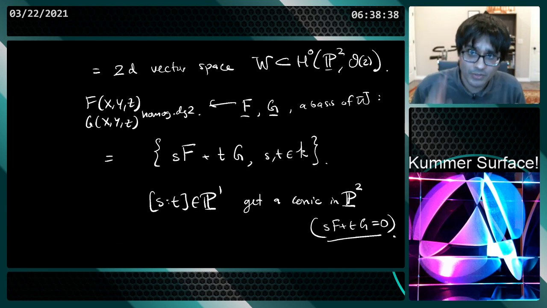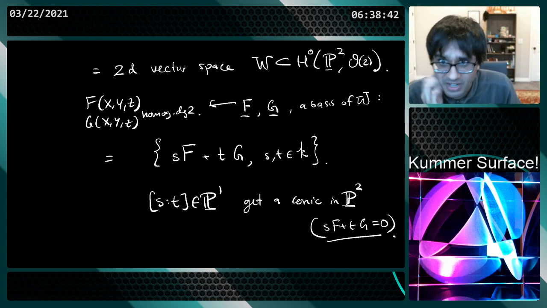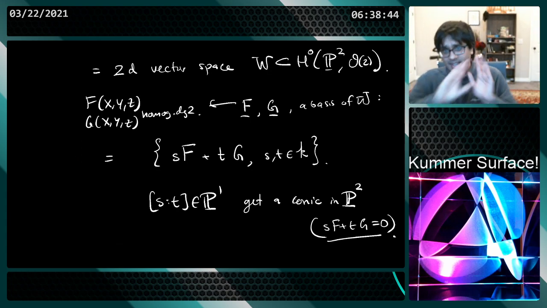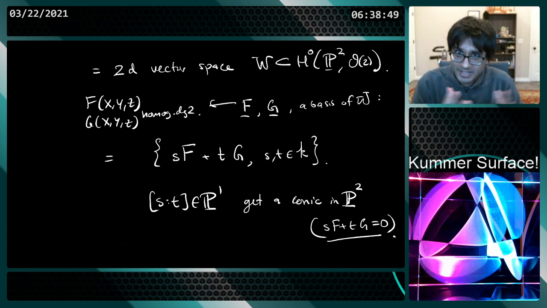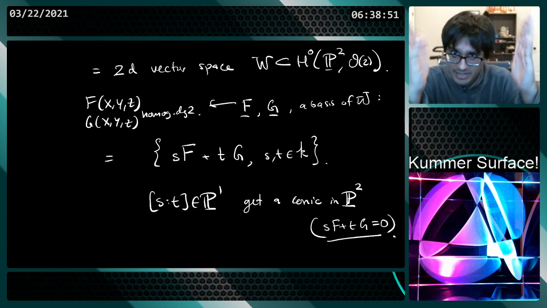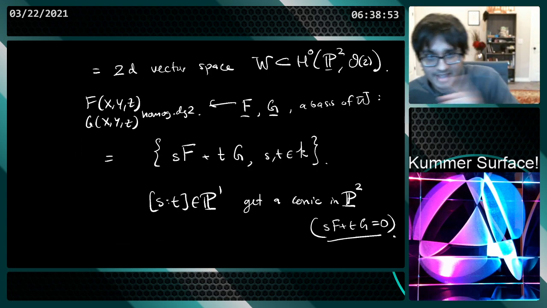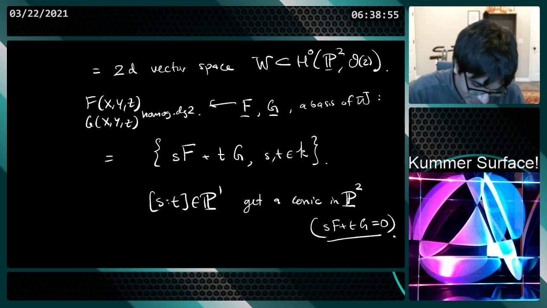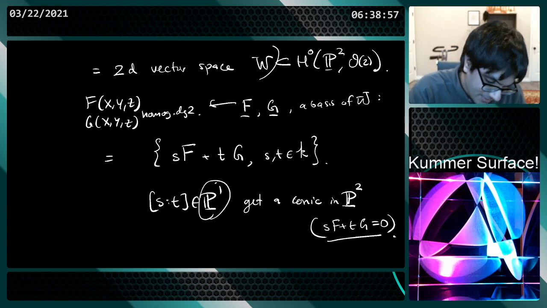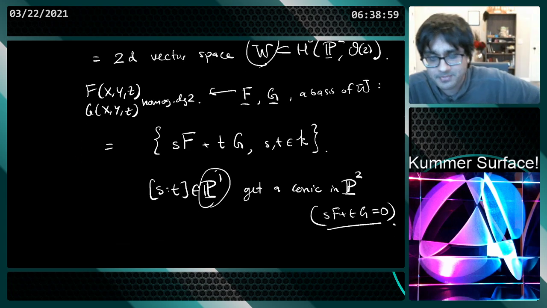It's the vanishing of two sections of O(2). That's what F and G are, two separate sections of O(2). Then you linearly interpolate through them, and you get a family of conics, and you can see movies of them as you vary S and T in P1. This P1 is the projectivization of that two-dimensional vector space.